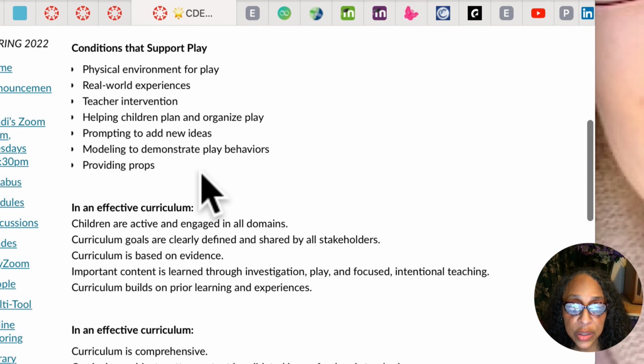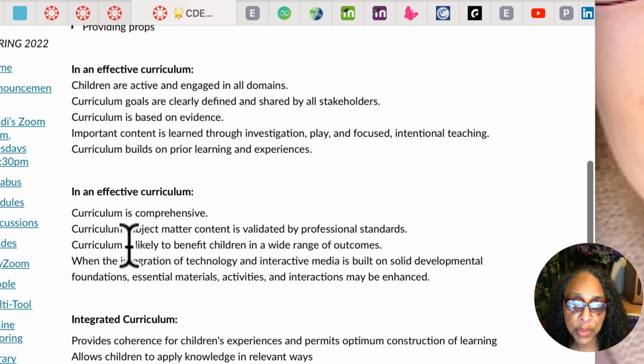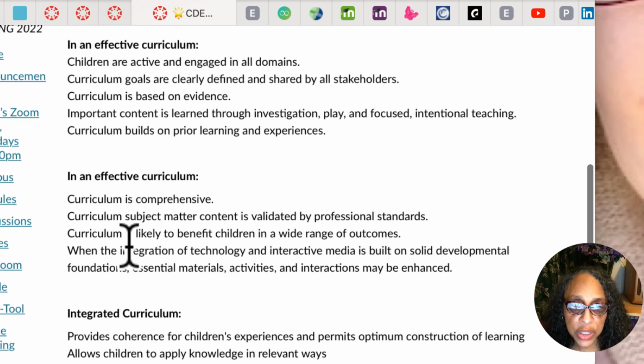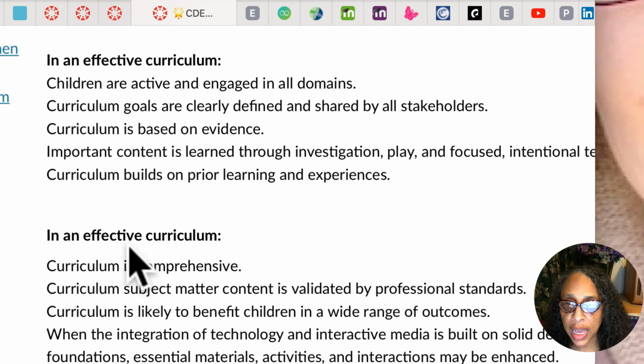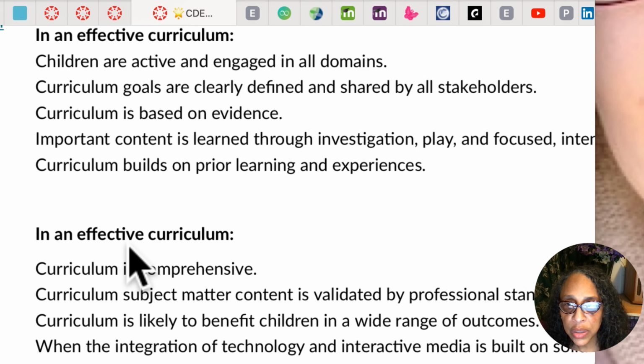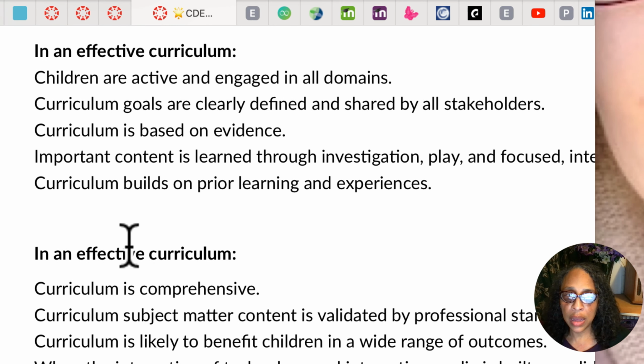Okay, here are the conditions that support play. All of this is in the book. You want children who are active and engaged in all domains. What that means is, if you want high quality curriculum, you're not going to make them sit down and do writing, because that's not all the domains of learning. That's just one, right? So when you're thinking about the curriculum you're designing, you want to offer all domains for children to choose from. And the more choices, the better.